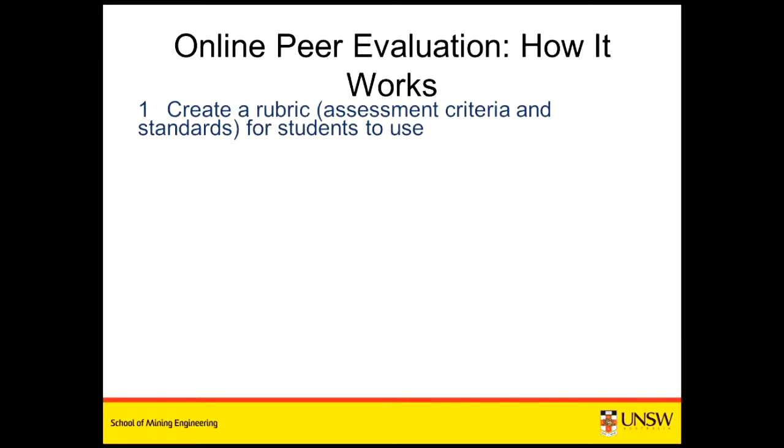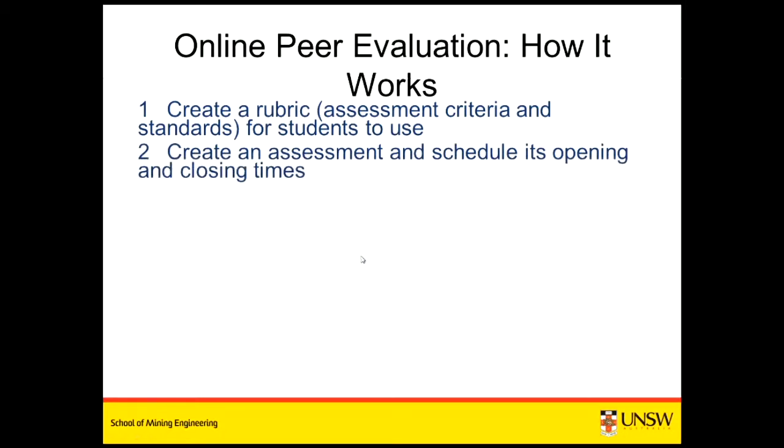I'm going to talk now about the technology side of it. There are some online tools, you could call them online peer evaluation tools, which provide one strategy to address this issue of grading. What you do is go online and create a rubric, with different criteria and different standards, which the students can use to grade each other. You decide on what the skills are and create that. Then you create an assessment and schedule it, and you put in the information, description and so on.